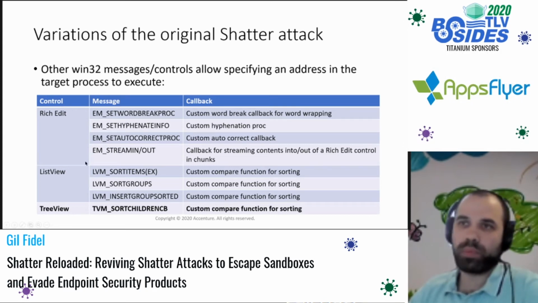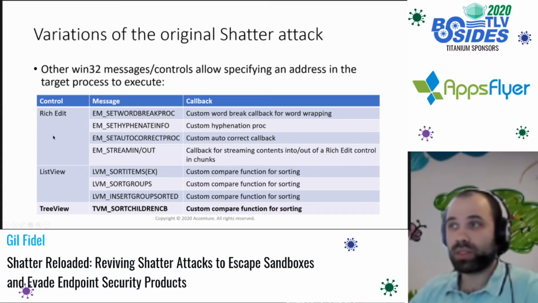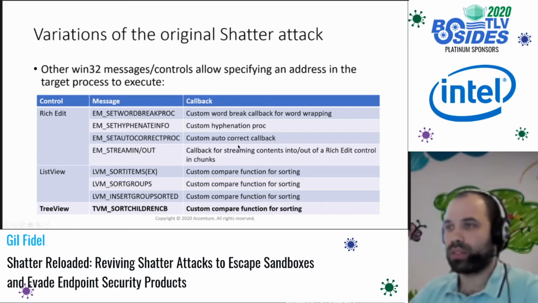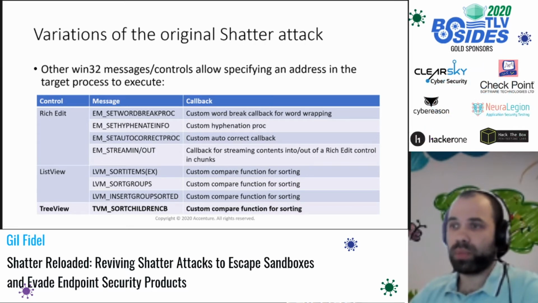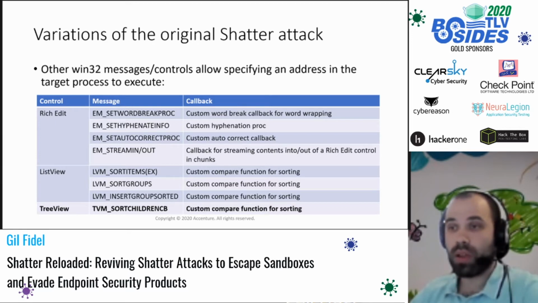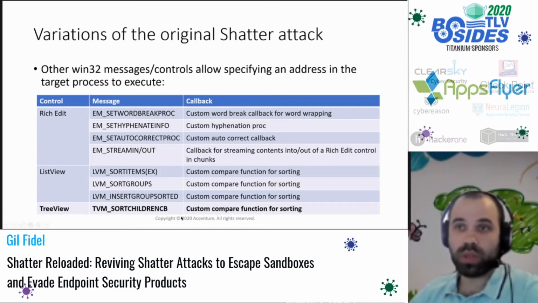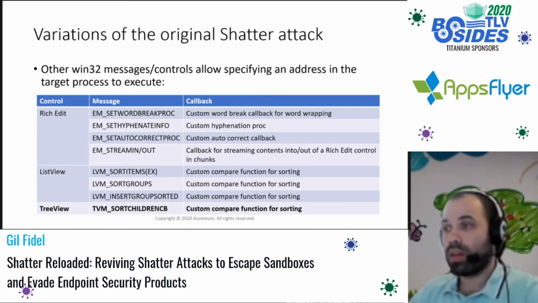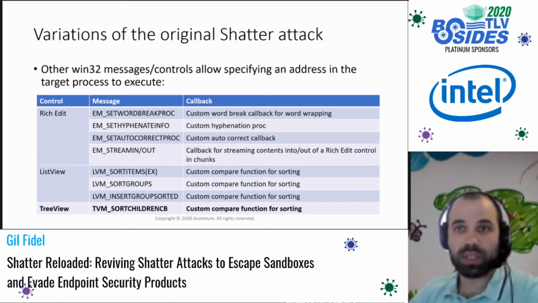There are a number of them in rich edit controls used for customizing different behaviors, such as autocorrect and stuff like that. The list view control has a bunch of them for sorting elements, basically allowing the user to provide a custom compare callback for the sorting. And the tree view had the same. There's a message you can send to a tree view that sorts the elements of the tree, and you can give it a callback to a custom compare function, which proved very useful, as we'll soon see.